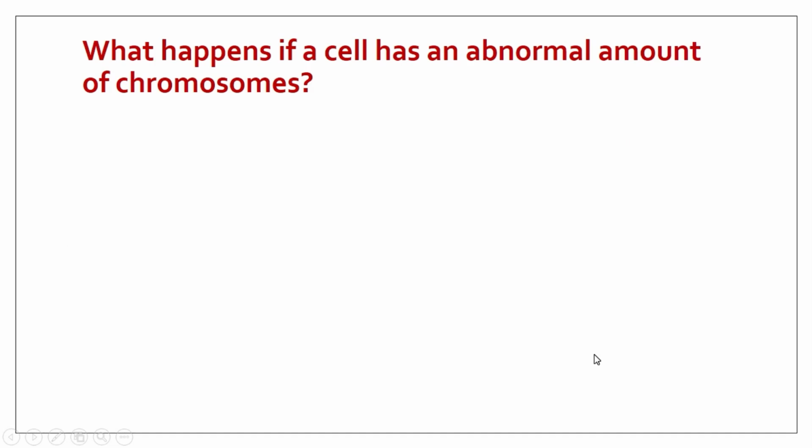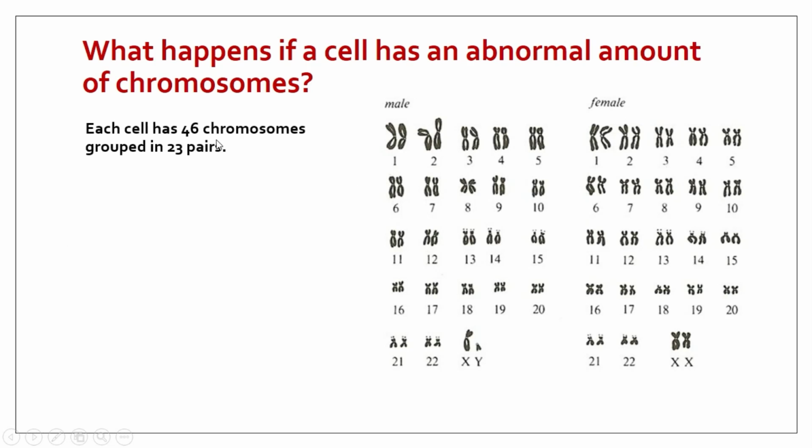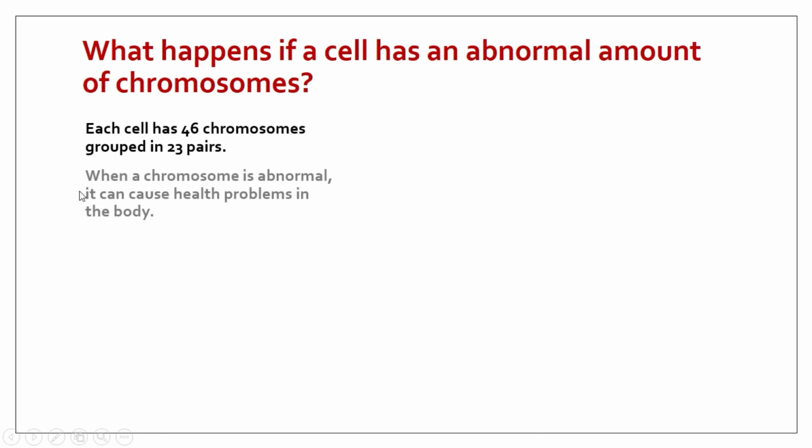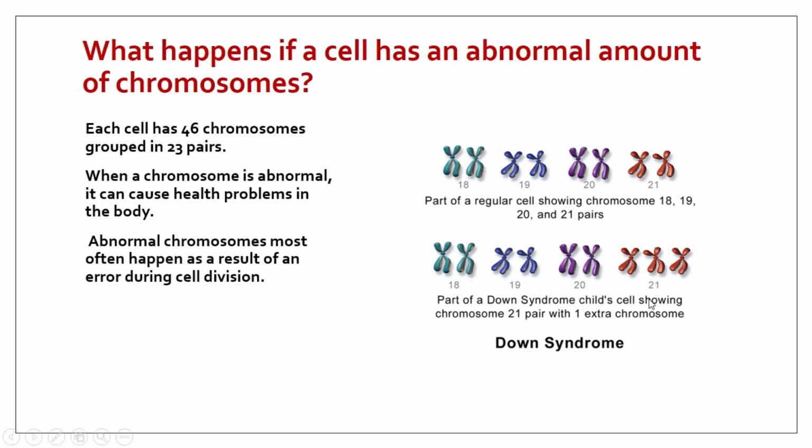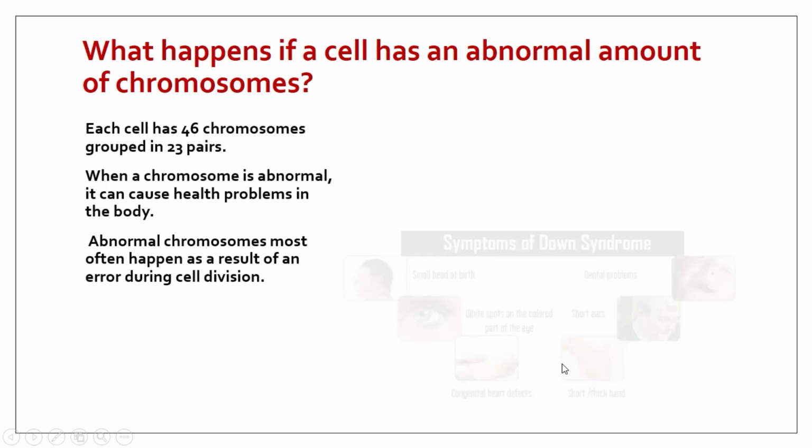So we said that in each person there are 46 chromosomes, or 23 pairs of chromosomes. What happens if the number of these chromosomes changes? Basically, we can understand that any abnormality in the number of chromosomes can cause health issues. For example, if due to cell division, accidentally or by mistake, the cell copies the 21st chromosome 3 times, then it can cause Down syndrome.